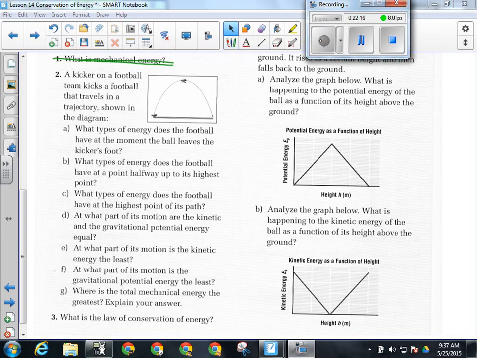Sorry, before you answer those, something to think about here. This football is not being kicked straight up in the air. It's being kicked up and across. So that changes things just a little bit when you're thinking about the types of energy it will have at certain points. So what answer could we write for every single part of question number 2?